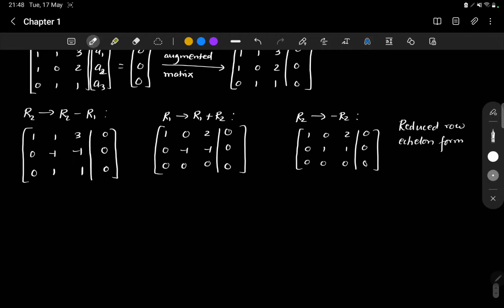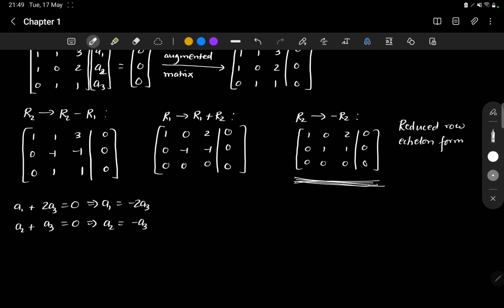So clearly from this reduced row echelon form, we will be able to find out the values for A1, A2 and A3. So corresponding to this, if we write down the set of equations, that would be A1 plus 2 times A3 equal to 0 and A2 plus A3 is equal to 0. So this means A1 equals minus 2A3 and A2 equals minus A3. So this is what we get.